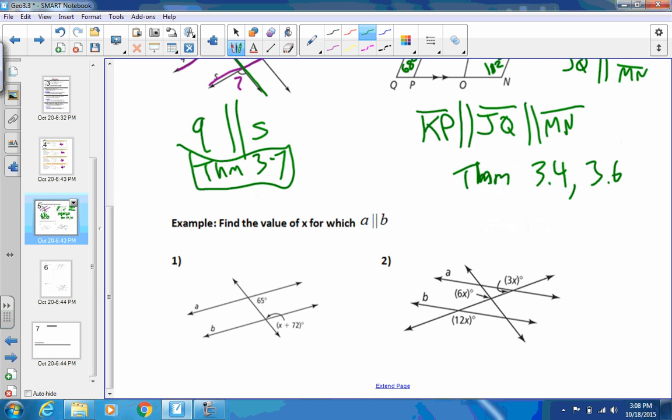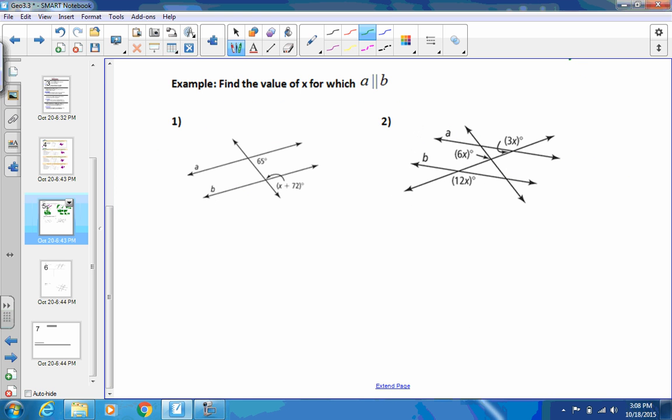Okay, two more examples. Find the value of x for which line A would be parallel to line B. So if A is parallel to B, we have 65 degrees here, and this one right here would be x plus 72. Think about that. Those are same side interior angles, so that means they would have to be supplementary, not congruent. That's the one where it's supplementary.